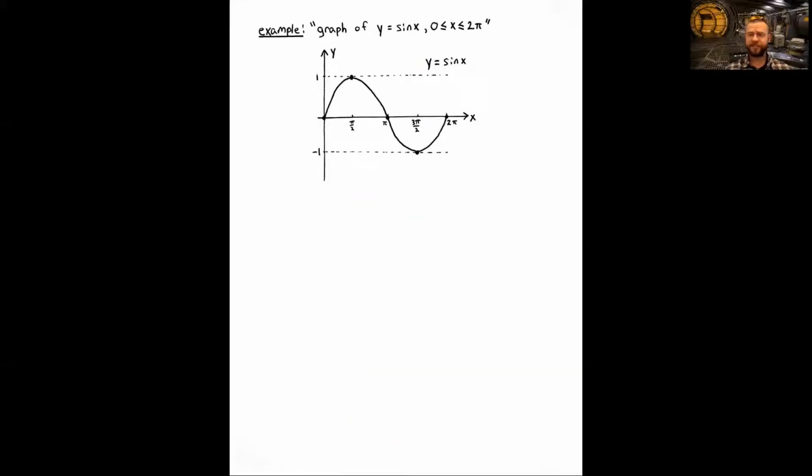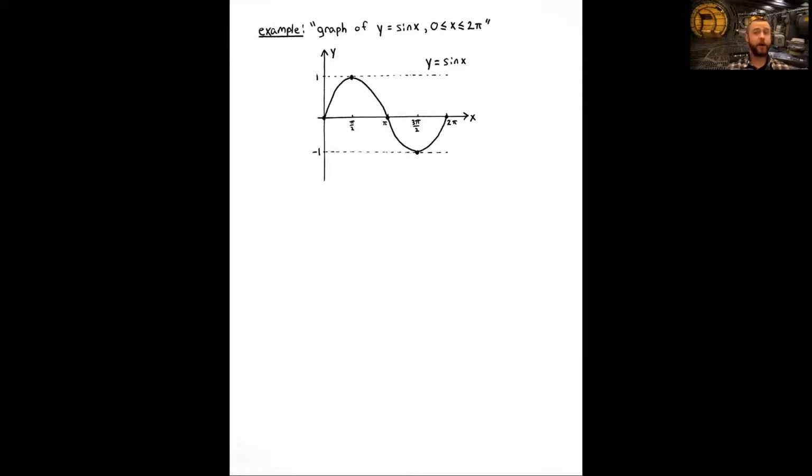Let's look at a kind of simple example here. This is a good one to motivate defining the idea of net signed area. Let's suppose we were considering the graph of sine of x. Let's just focus on the interval from 0 to 2 pi.